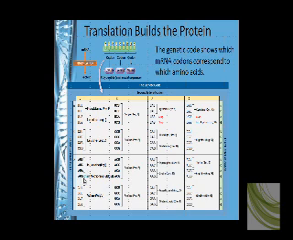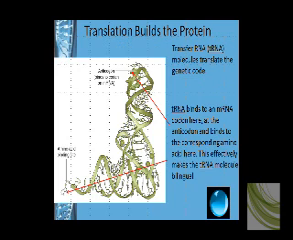There's also this start codon, AUG. That probably wouldn't be a bad one to memorize. And then there are 3 different stop codons, UAA, UAG, and UGA. Okay? Wouldn't be a bad idea to remember what those are. Translation is going to build the protein.